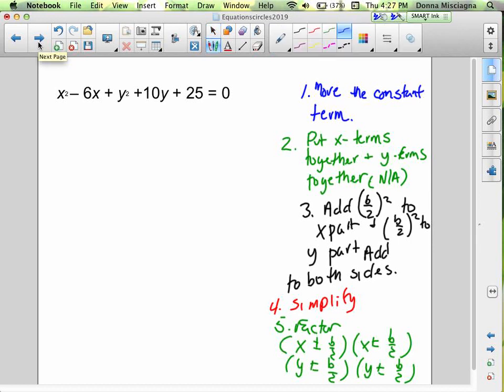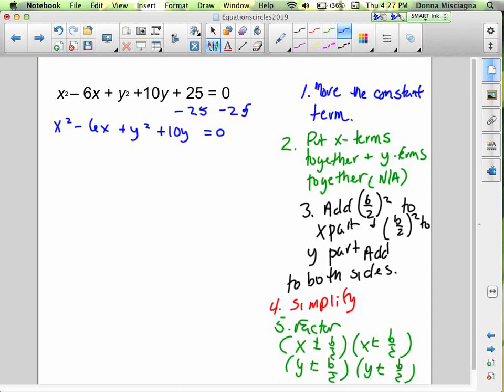All right, so the very first thing we're going to do with this equation is move the constant term. Often that's not very helpful anyway, so we'll just always as habit move the constant term. So we have x squared minus 6x plus y squared plus 10y equals 0. If they're not already together, we're going to put the x terms together and the y terms together. We don't want to mix the variables. Now that step is not applicable because the x terms are already together and the y terms are already together.